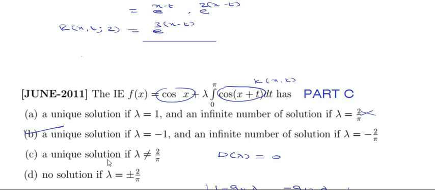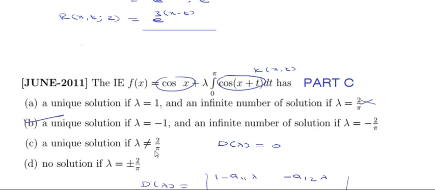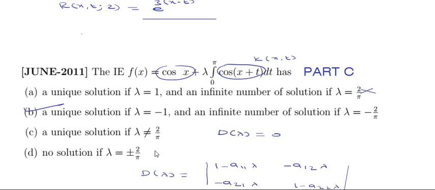A unique solution when lambda is not equal to 2 by pi, but we should have one more condition, lambda not equal to minus 2 by pi. So this is wrong, and this is also wrong. No solution if lambda is equal to plus or minus 2 by pi is wrong because we have infinite number of solutions when lambda is equal to minus 2 by pi. So the only correct option for this question is option B. This is a part C question, but it has only one correct answer.